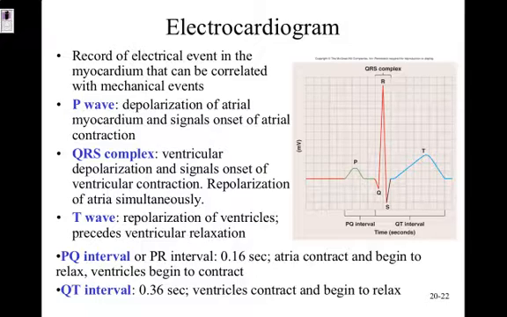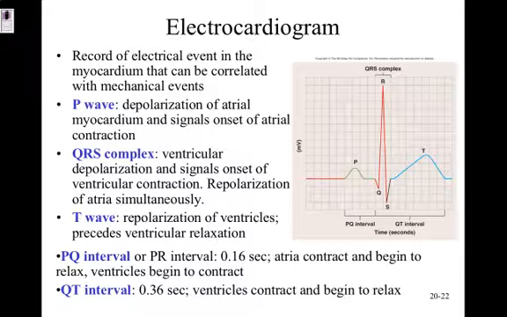One is the P wave. That first little bump here is the depolarization of the atrial myocardium and signals the onset of atrial contraction. So at this point right here, you're going to have the atria contracting. If the atria are contracting, where's the blood going? Into the ventricles, right.